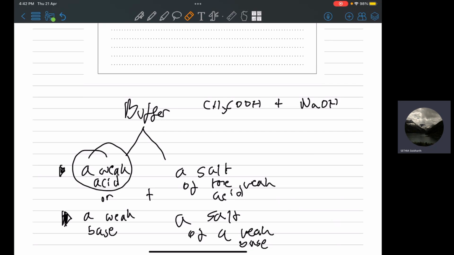Now, what is the purpose of the salt? Why do we need the salt in a buffer solution? Right? Why do we need the salt?